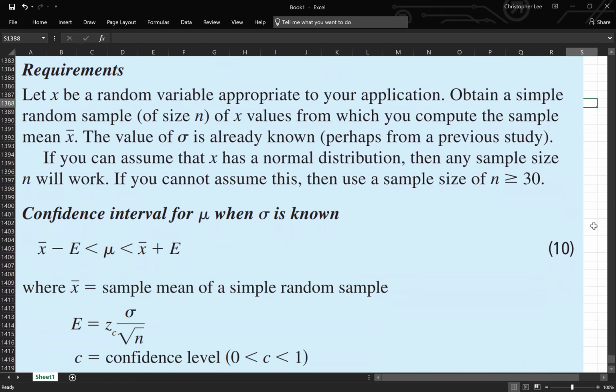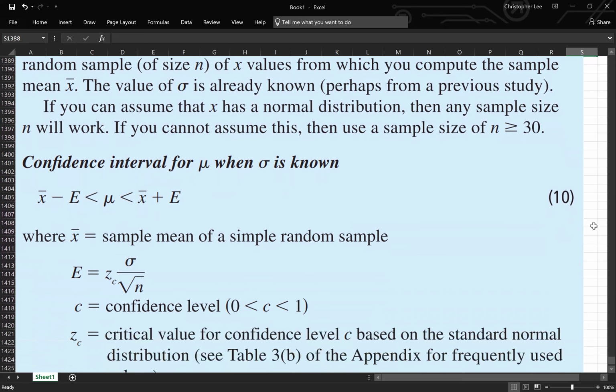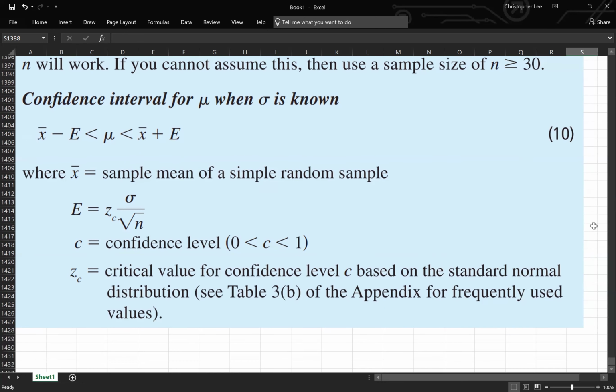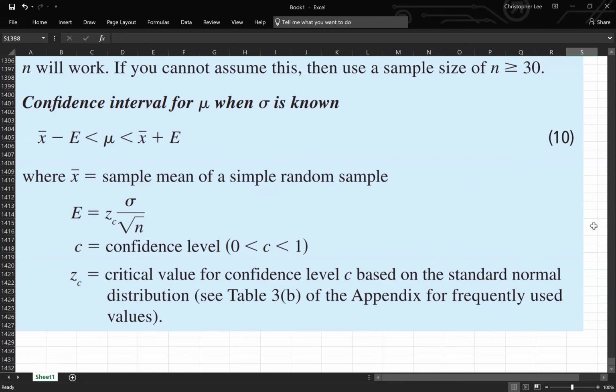That's what unlocks it. So the confidence interval for mu when sigma is known: we have our formula on the formula sheet. This is X bar minus E less than mu less than X bar plus E, where E is your margin of error, and X bar is equal to the sample mean of the simple random sample. E, our margin of error, is equal to Z critical times the standard deviation divided by the square root of n. You'll be given all that information.